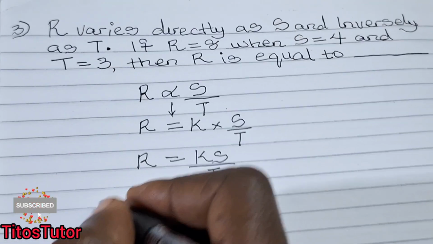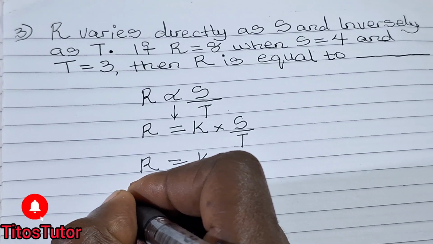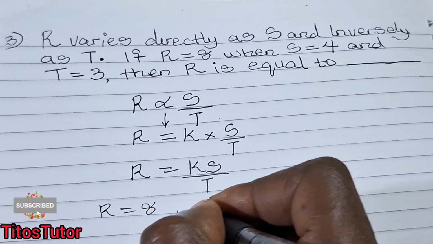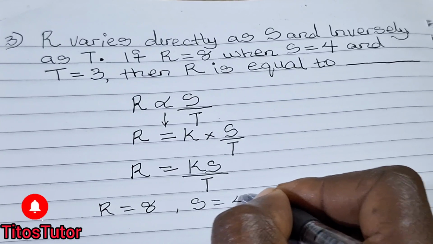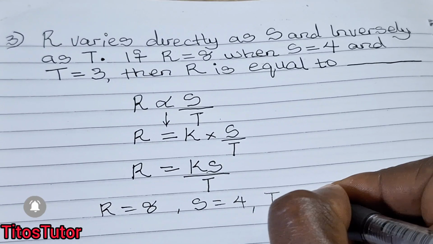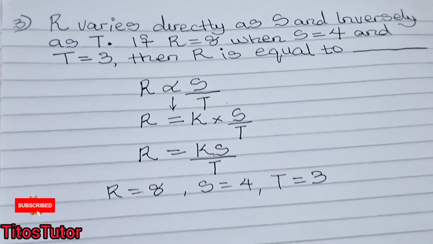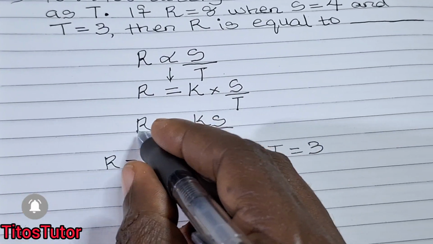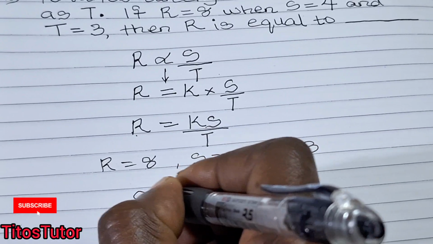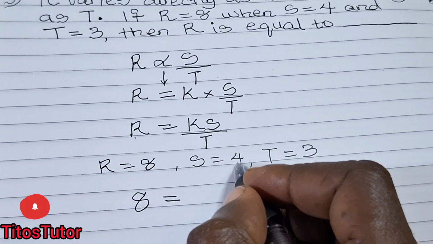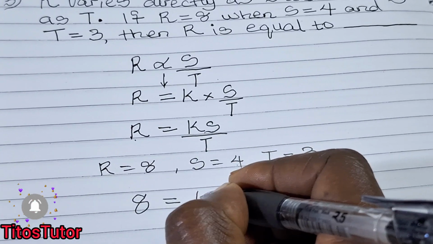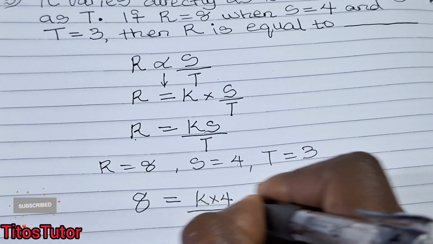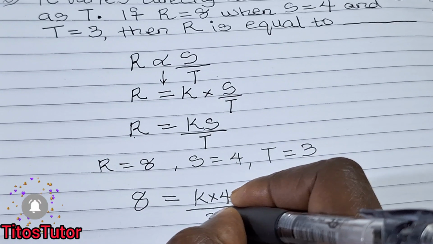Remember, R is 8 when S is 4 and T is 3. So having known this, I'm going to substitute 8 as R. So I have 8 is equal to S as 4, K multiplied by 4, all over 3.